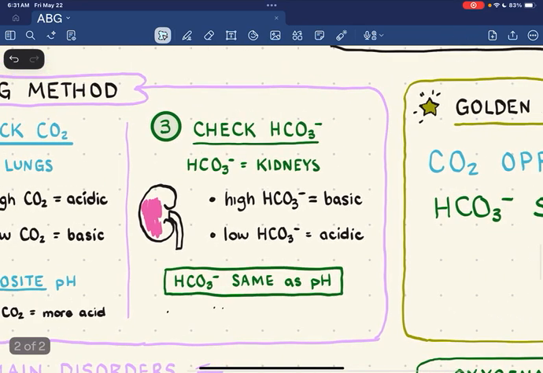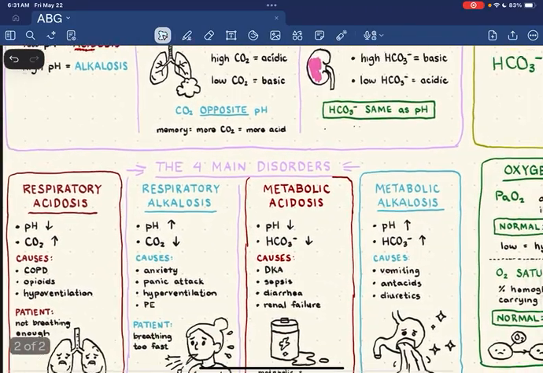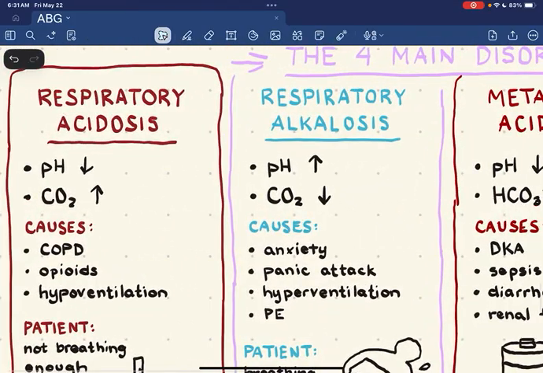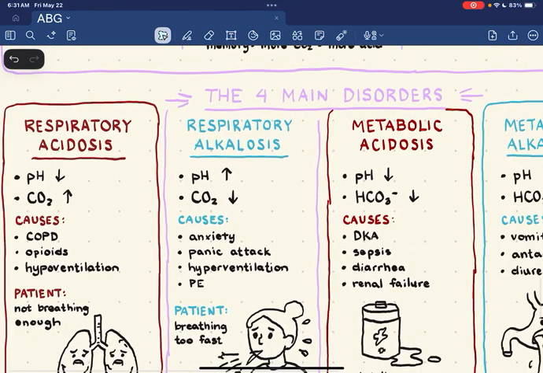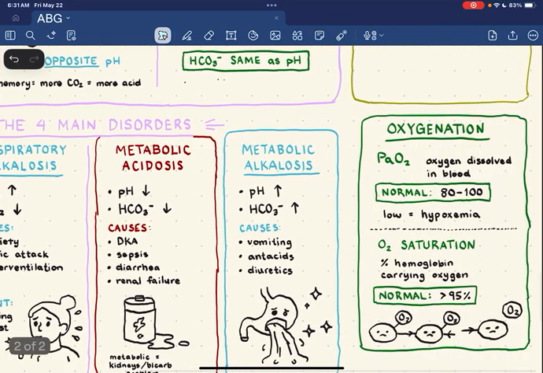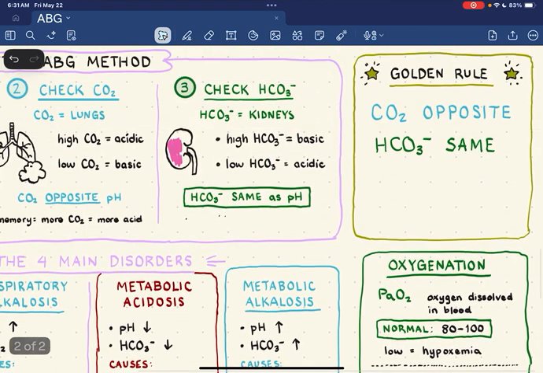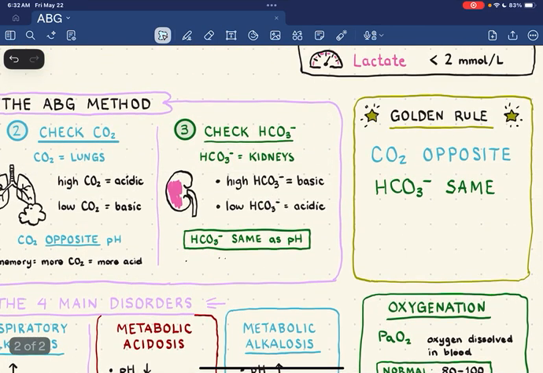Then down here I wrote the four most basic disorders doctors usually see. The first one is respiratory acidosis. The second is respiratory alkalosis, then metabolic acidosis, then metabolic alkalosis. And over here is oxygenation, which is basically how well oxygen is moving throughout the blood. If you guys want me to explain this in further detail, I can. I'm basically trying to work out what these certain things are, especially with ABGs, and I'm trying to help you guys out.